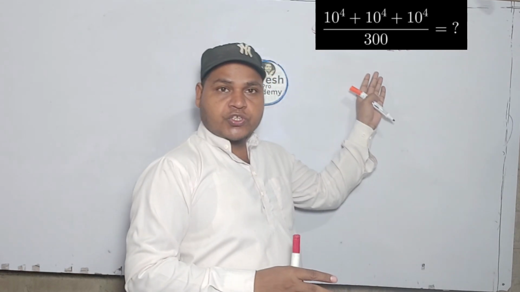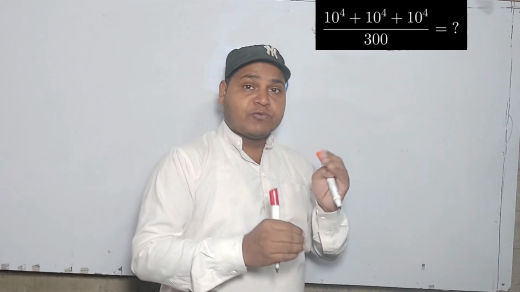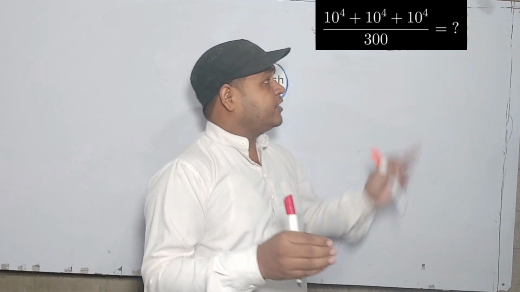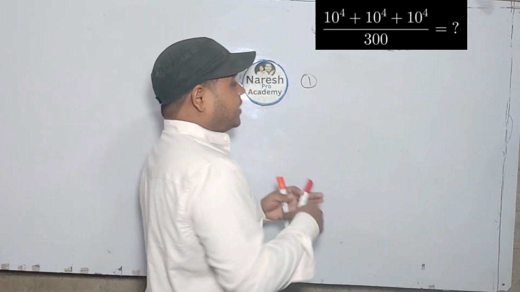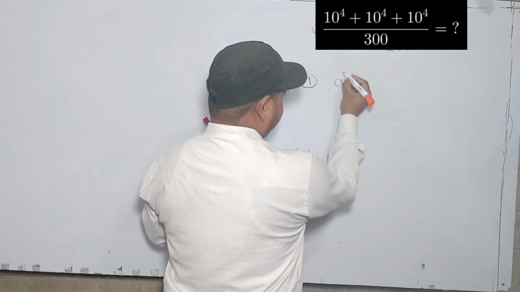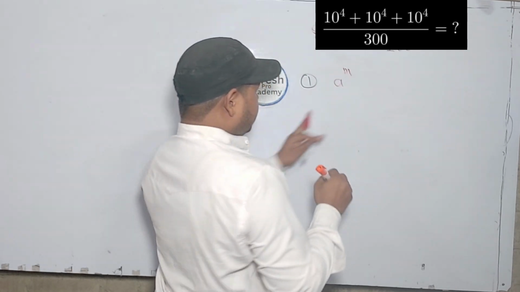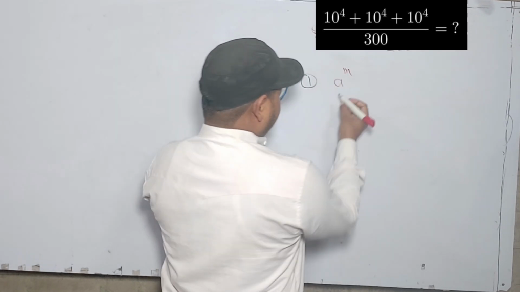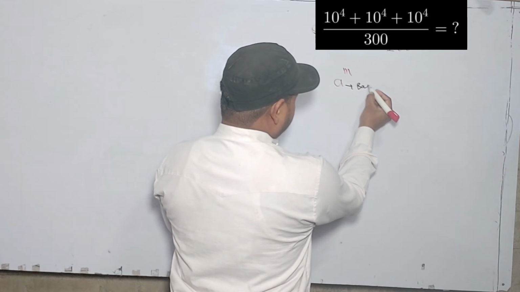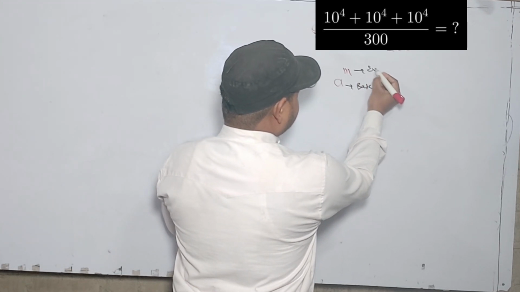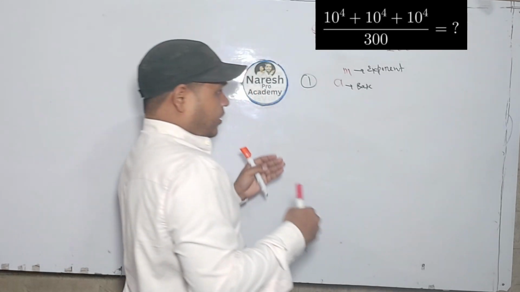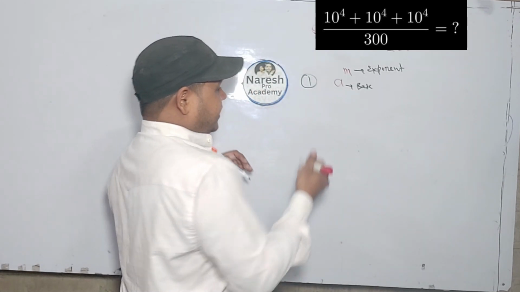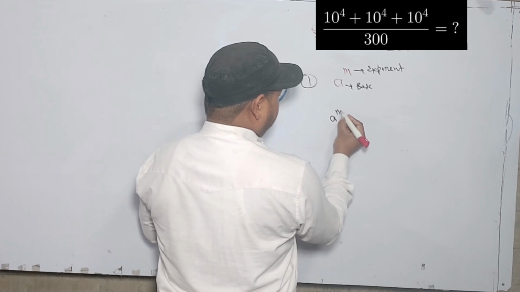Before solving this question, we cover some basic concepts which are very useful to solve this question. The first concept is, if you see any expression written in this form, a to the power m, a is called the base and m is called the exponent. This is the exponent.